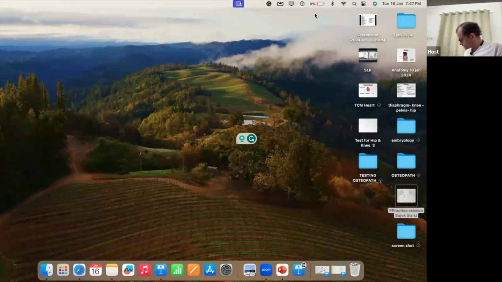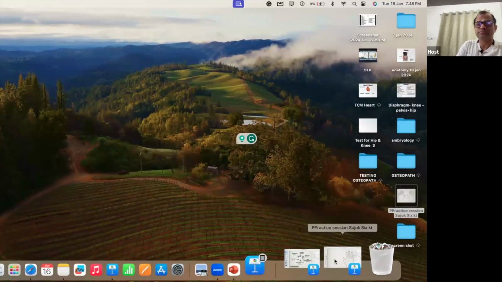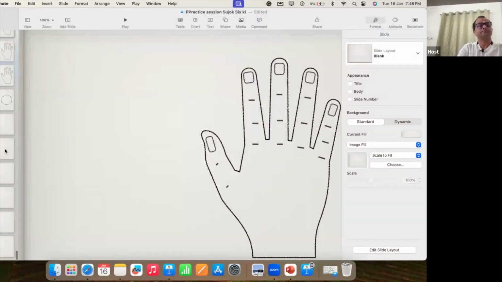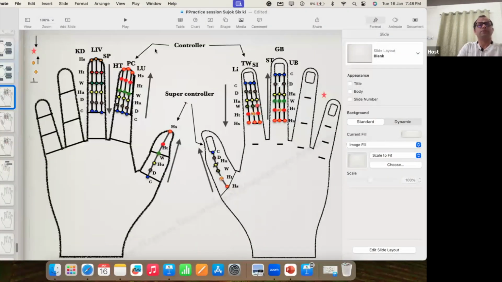Don't worry, we are going to discuss everything about the spine, but step by step. So let's plan the treatment now. Yes. So we will plan the treatment here. Step number 1.